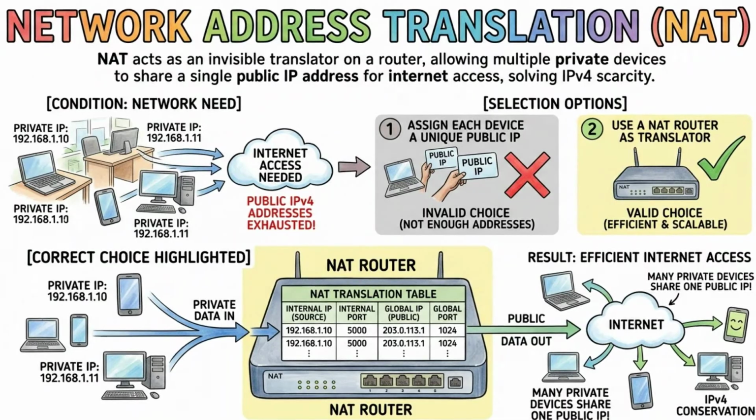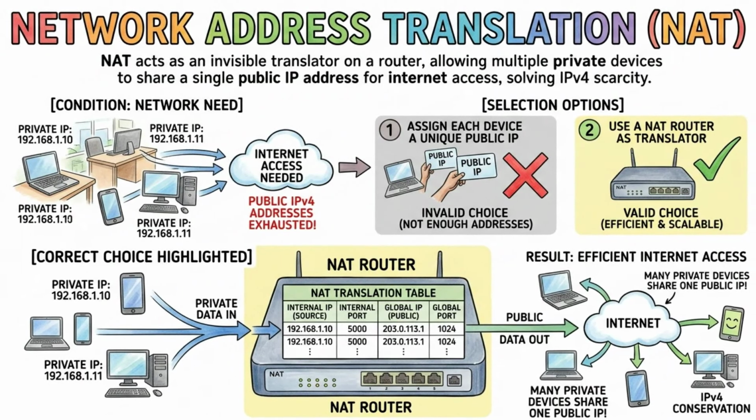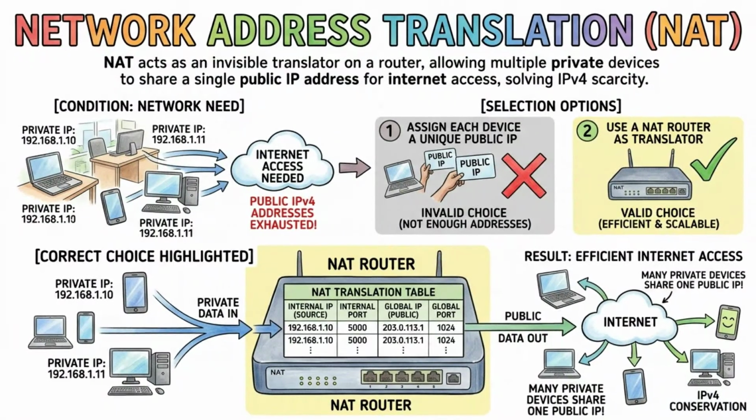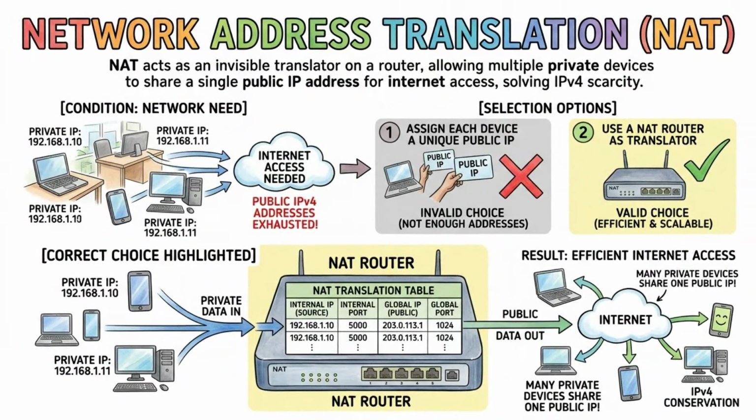NAT solves this massive problem by acting as an invisible translator sitting on your edge router, between your private office network and the public Internet. It allows thousands of private, internal computers to safely share just one or two expensive public IP addresses to browse the web externally.